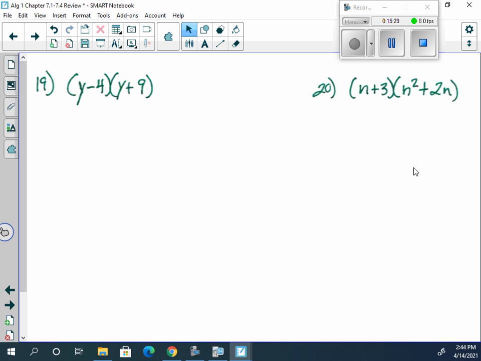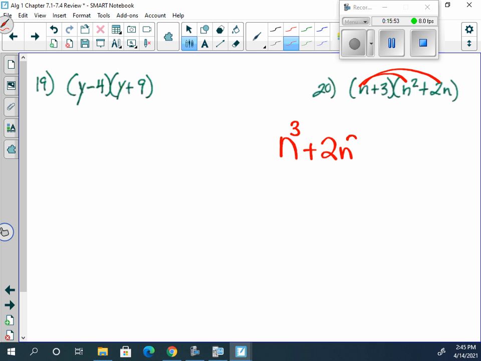So when we do this here, we're going to start off by multiplying the first term through. So we're going to have n times n squared. And n times n squared would be n cubed. Because I have one of them and I'm multiplying them by 2 more, so I have a total of 3. Then we'll do n times positive 2n, which will be plus 2n squared. Any questions on this, sir?